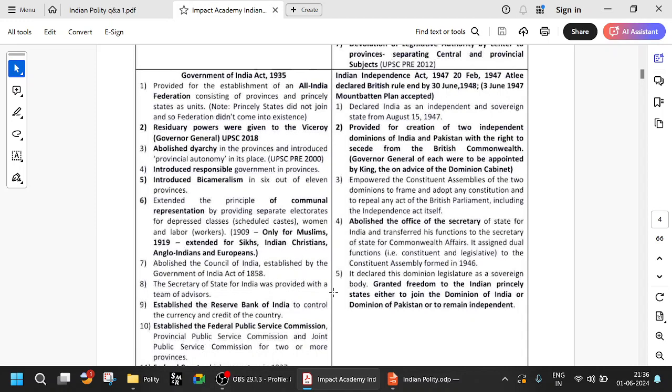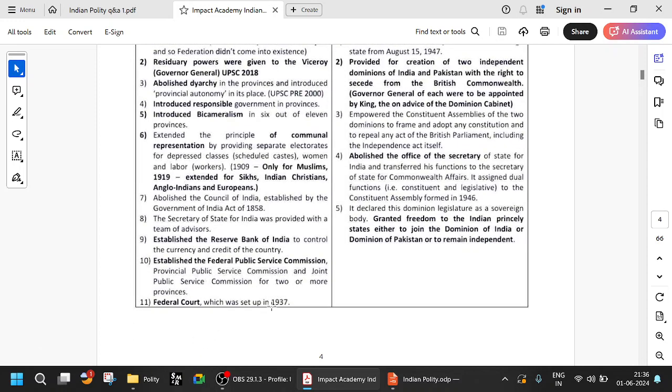It abolished the Council of India established by the GOI Act of 1858, immediately after the revolt. It established the Reserve Bank of India. Okay, this is one thing to remember. It also established the Federal Public Service Commission. Federal Court was set up in 1937. Okay, Supreme Court was set up in 1774, right? That is different. This is Federal Court.